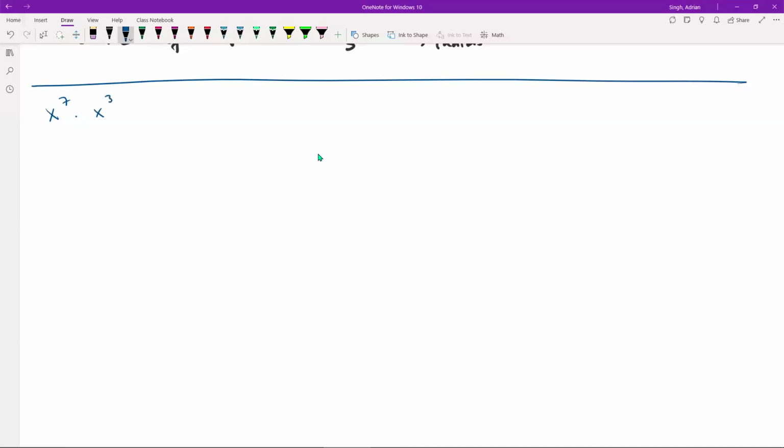times x to the 3. When you multiply these, what we do is we add the exponents, so that's x to the 7 plus 3, that would be x to the 10. If I were dividing these, so x to the 7 divided by x to the 3, then that's the same as subtracting the exponents, so that would be x to the 7 minus 3, x to the 4.